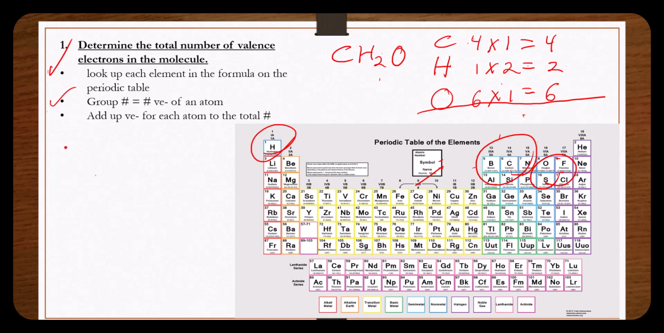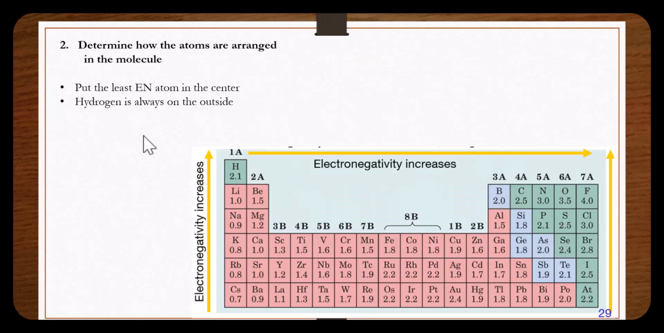To find the total number of valence electrons in the molecule, we just add up the valence electrons for each atom to get the total. 4 plus 2 is 6, 6 plus 6 is 12. So we would end up with a total number of valence electrons of 12. Step 1 is complete. In the second step, we determine how the atoms are arranged in the molecule.